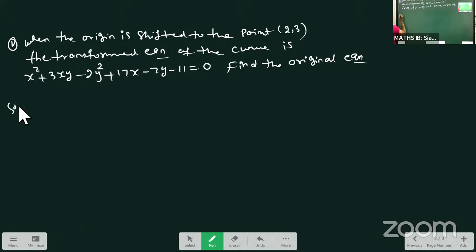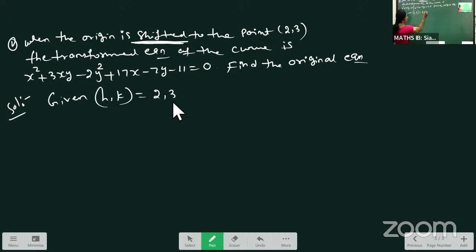Solution. See here, what is given? When the origin is shifted to the point, the shifted origin is called what? H comma K. So solution: given the shifted origin, the H comma K value is given. How much is given? 2, 3.